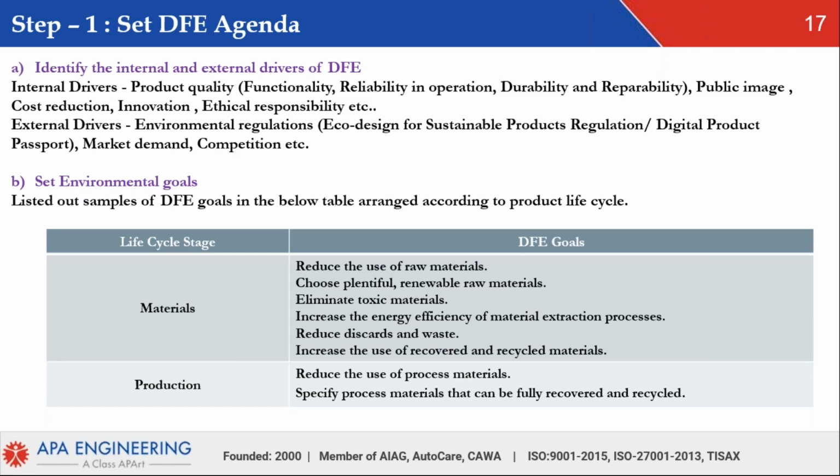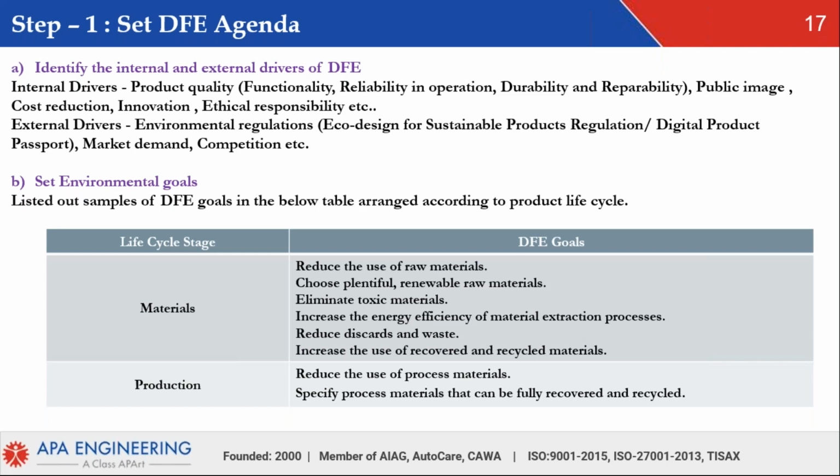Materials. So when we go by materials, we could use fewer raw materials, choose resources that are accessible and renewable, remove all hazardous substances. We could improve the energy efficiency of the methods used to extract materials, decrease waste and discard, and use recycled and salvaged materials more.